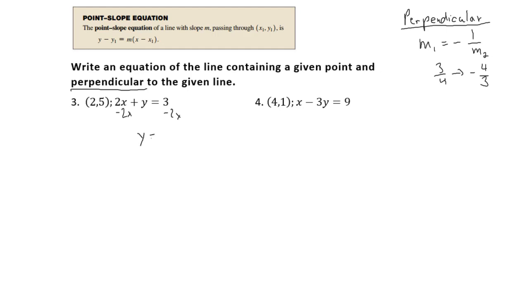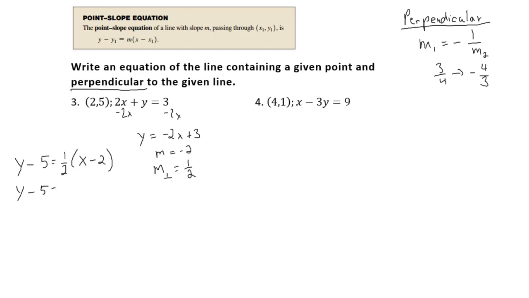And we get y equals -2x plus 3. So the slope of this one is -2. So a slope perpendicular would be 1/2. Negative becomes positive. 2 over 1 becomes 1 over 2. So then we can do y minus our y1, which is 5, equals 1/2 times x minus 2.